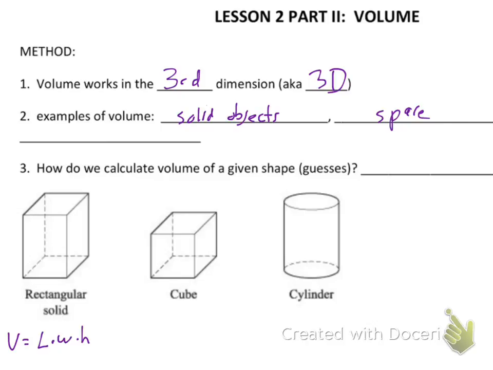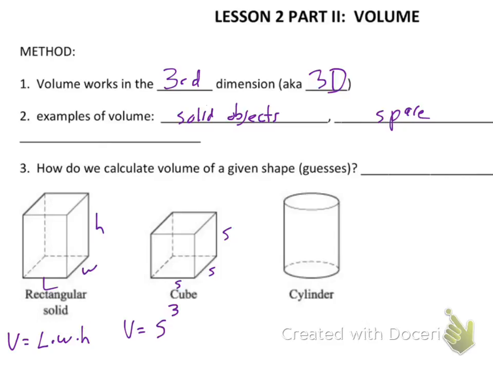A cube. Yes, we still can say it's length times width times height, but when it's a cube, they are all the same. So a lot of books, or a lot of times, they just put S for side, cubed. Because what they do is they say this is S, S, and S, versus length, width, and height, right?